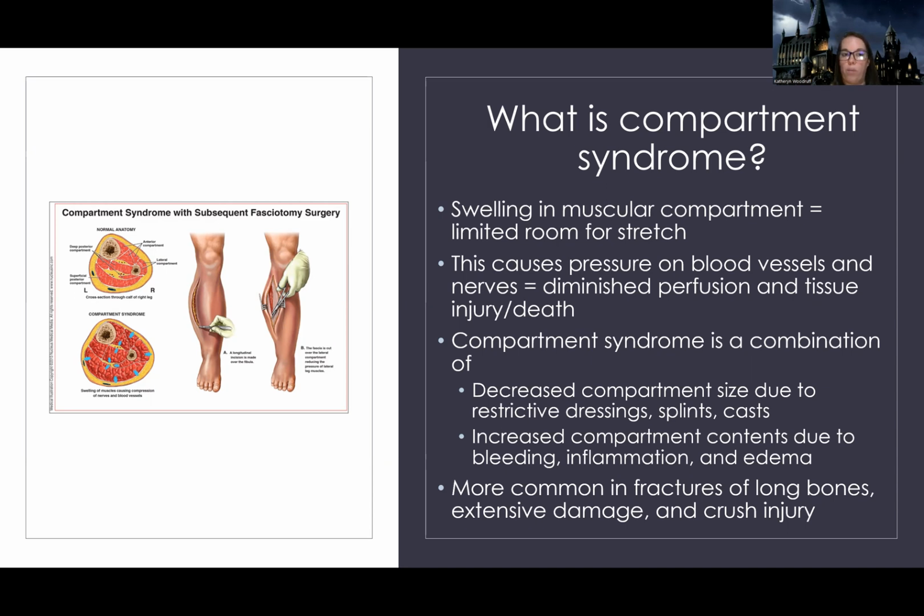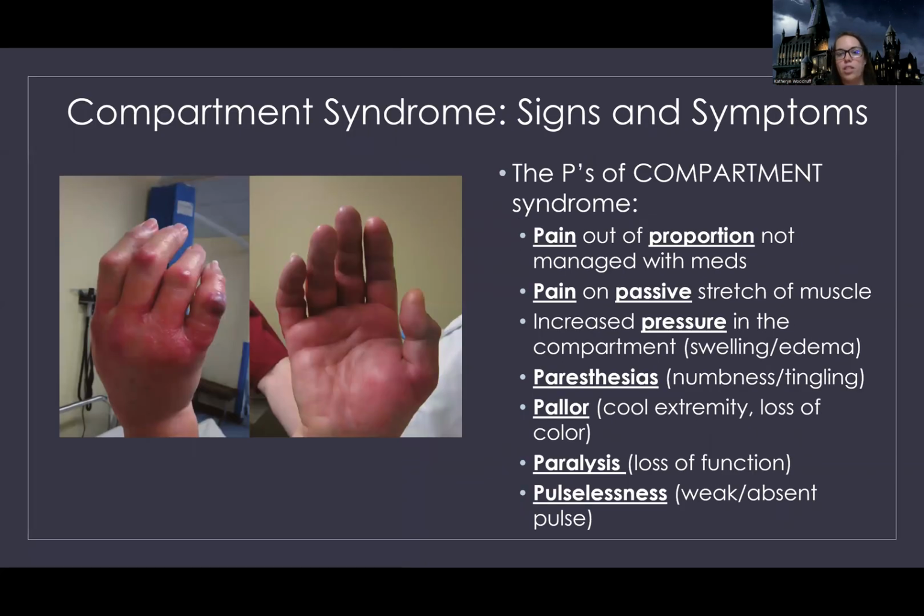So why is the compartment getting bigger? Why is the swelling happening? Well, part of it, I talked about it being restricted because there's dressing, splints, casts on the outside, so it can't expand out. But also there's more contents inside. Like I said, what's really going on inside is that there's bleeding, there's inflammation, there's edema forming, and that's what's causing that extra pressure on those vessels. You're going to see compartment syndrome more commonly in people that have long bone fractures, really extensive fractures, and crush injuries.